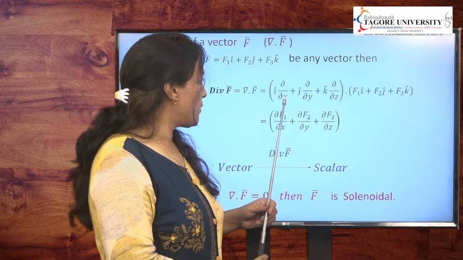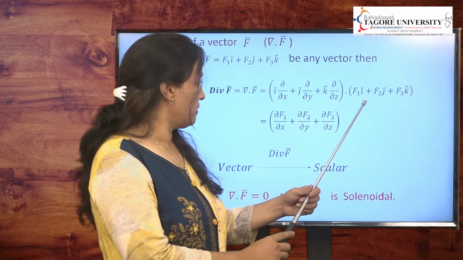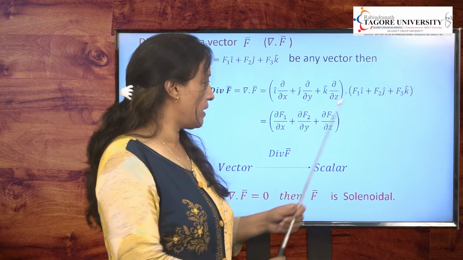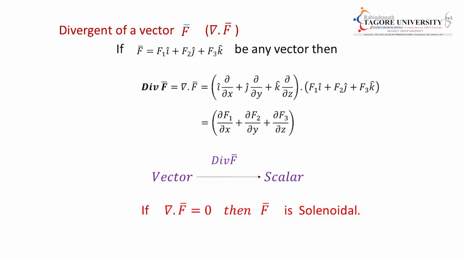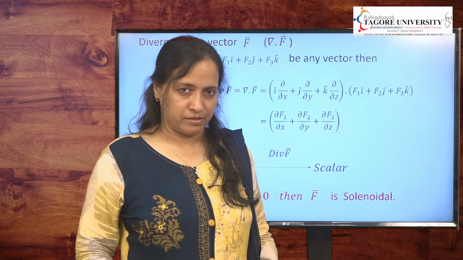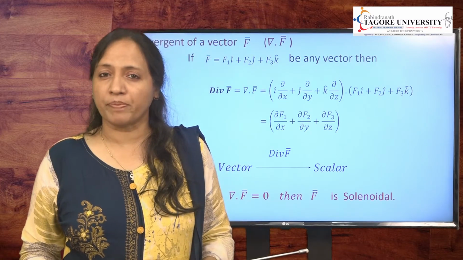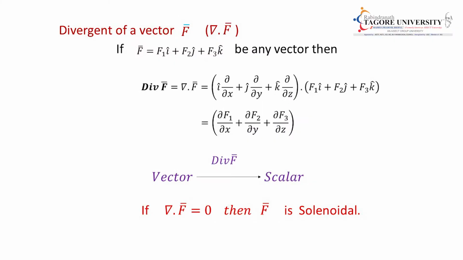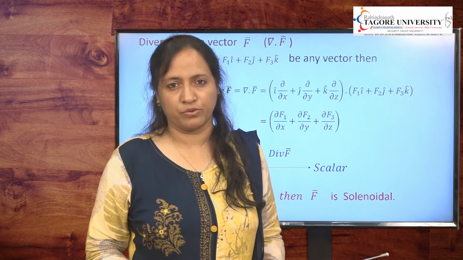That's why differentiating with respect to x, we get f1, since i dot i is 1. Differentiating with respect to y, j dot j is 1. Differentiating with respect to z, k dot k is 1. What we get? A scalar function. The result is that when we are differentiating a vector by applying the operator div, we get a scalar only. The condition for a solenoidal vector is div f should be equal to 0.